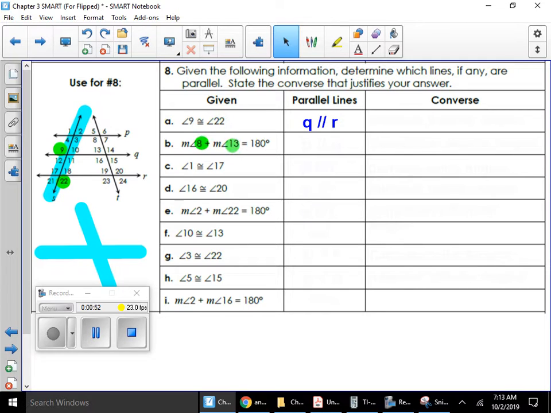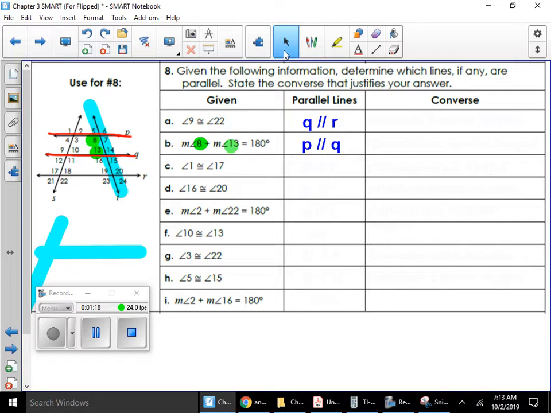Let's jump down and look at 8 and 13. 8 and 13 now have a different transversal. So now T is the transversal for those two lines. T is our transversal. 8 and 13 being supplementary tells us that lines P and Q are our parallel lines. Again, that's where we have our consecutive interior angles.